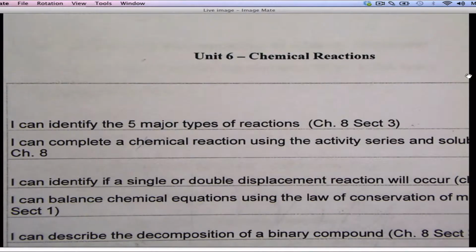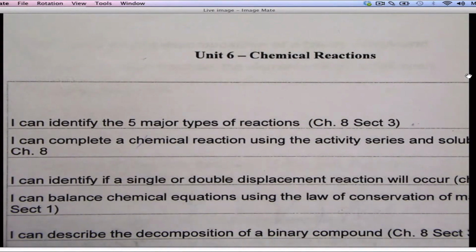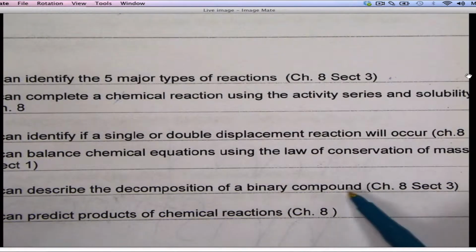All right, chemistry kids, here's Unit 6, Chemical Reactions. We just talked about the 5 major types of reactions, so if you haven't seen that video, make sure you watch that. And now what we're going to talk about is completing reactions.